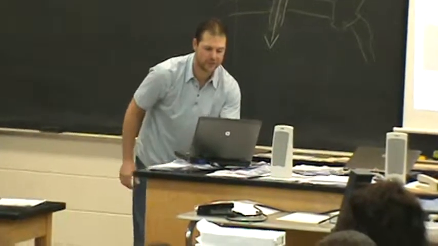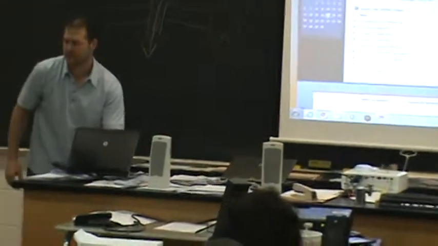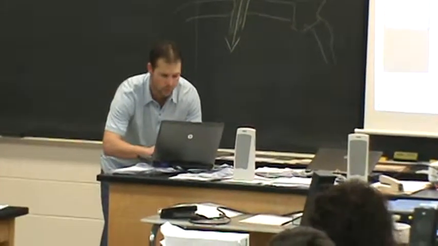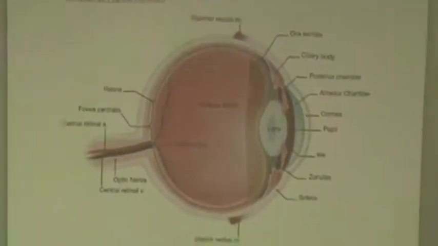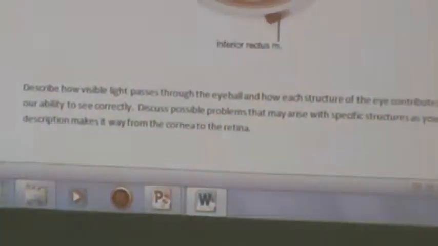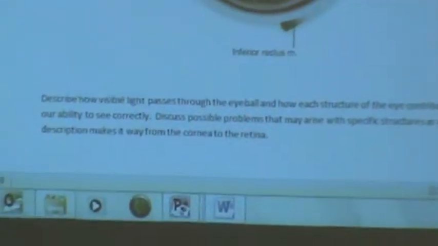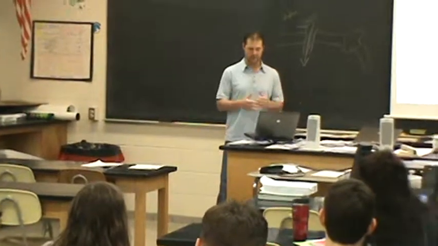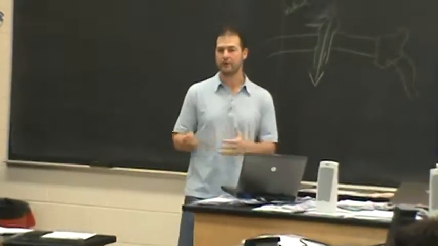So eyes optical function. The one you guys have is application and transduction, but kind of going on what Ed was talking about. So here's their assignment. I gave them a visual, and then in this case, a procedural question to answer. Describe how light passes through the eyeball and how each structure of the eye contributes to our ability to see correctly. I want them to break it down from structure and function, so anatomy and physiology. And I said, discuss possible problems that may arise with specific structures as your description makes its way from the cornea to the retina. So I wanted them to talk about things like astigmatisms.